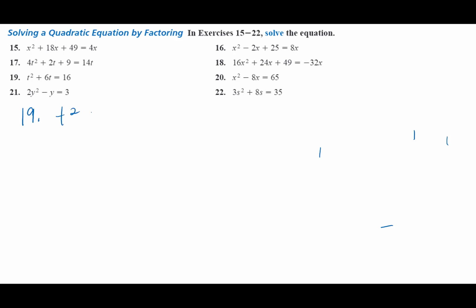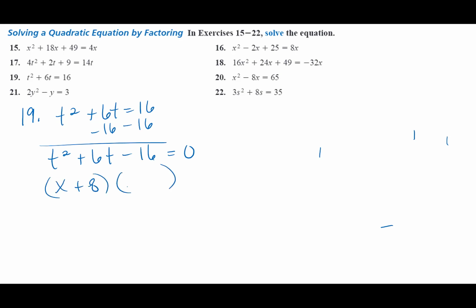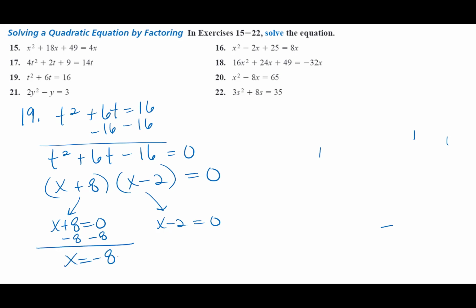This is number 19. t squared plus 6t equals 16. Subtract 16 over, and that makes the trinomial t squared plus 6t minus 16 equals 0. We can factor this to x plus 8 times x minus 2 equals 0. And there's our two factors, so either x plus 8 has a value of 0 or x minus 2 has a value of 0. And we'll quickly, for both of these, just solve for x. We'll subtract 8 over here, so x is negative 8, and then we'll add 2, and x is 2.